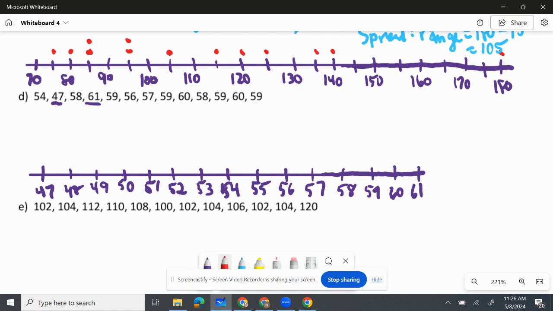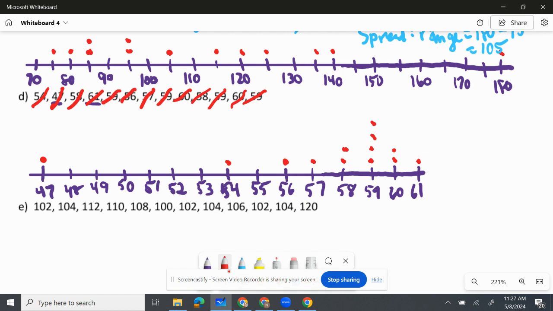So we're going to put a dot at the 47, and then 54. We have 58. We have 61. We have 59. We have 56. We have 57. We have 59. We have 60. We have 58. We have 59 again. We have 60. And we have 59 again.